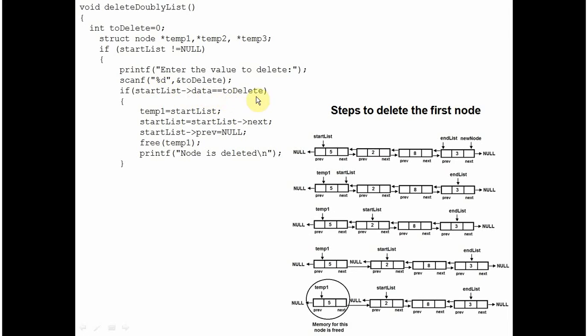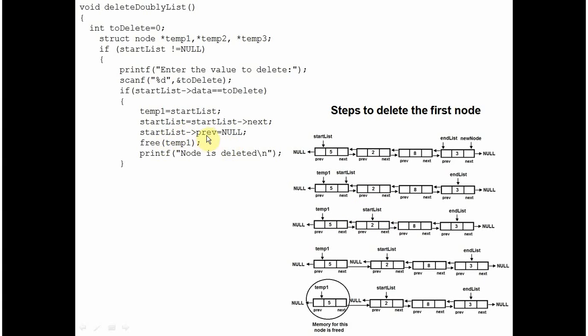equal to toDelete. If it is, if the user wants to delete the first node, then you are making use of temporary pointer temp1. You are asking it to point at start list. So temp1 pointer will point at start list. Start list pointer is set to move to its next node. That is where the next member of start list is pointing. The next member of start list is pointing at this node. Start list will come and point here on element 2.